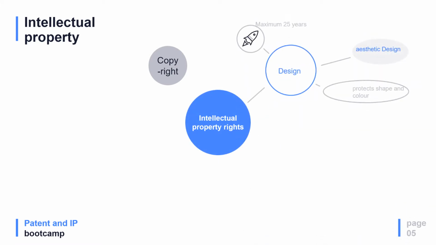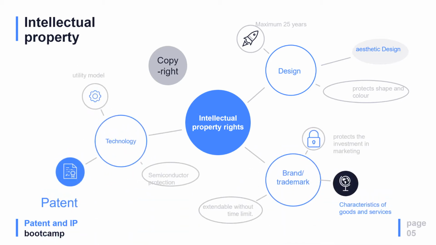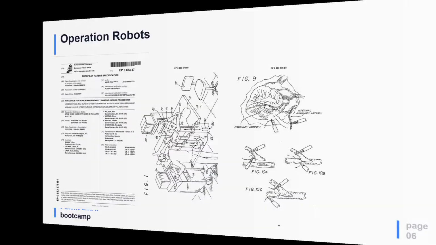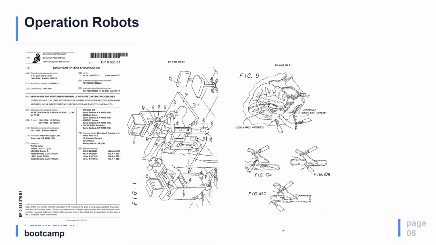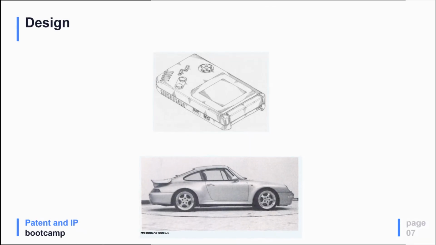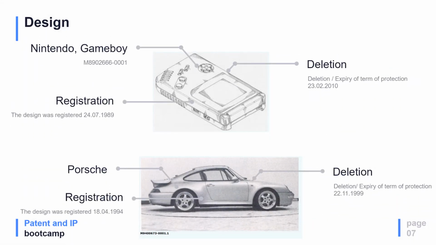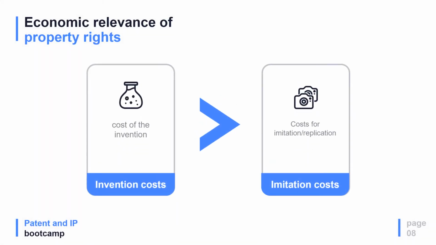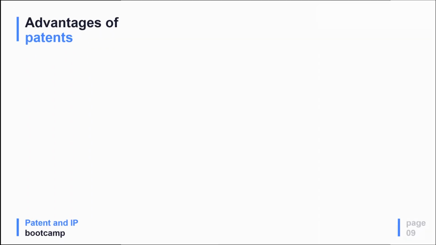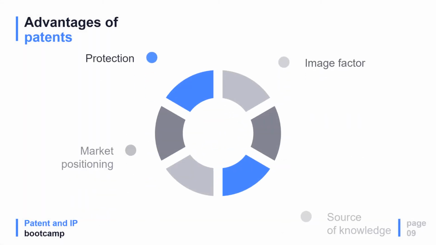After this introduction we will talk about intellectual property rights, which different intellectual property rights exist, and what is a patent. We will have a look at some example patents, but also at some designs, for example. And we will also talk about the economic relevance of intellectual property rights. When does it make sense to draft a patent? Then what are the advantages of a patent exactly?